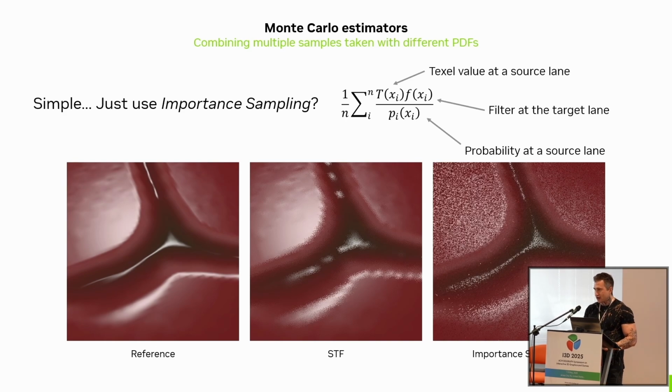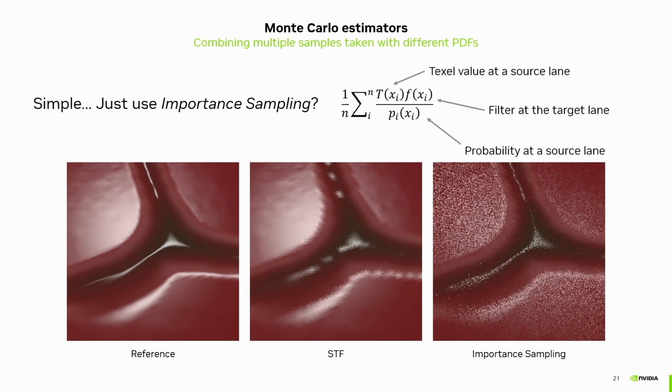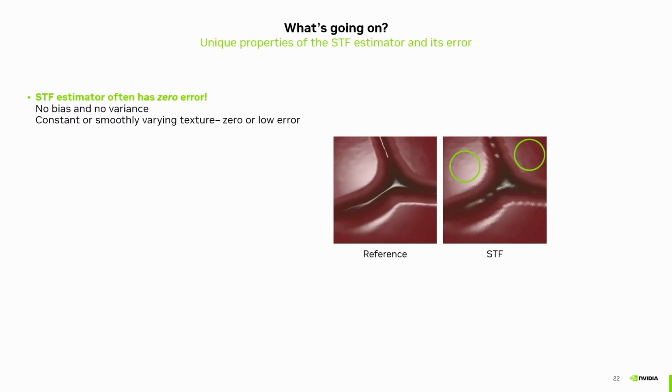Maybe the specular highlight is actually nice in the middle, it's better preserving the shape, but there is a lot of noise. And there is a lot of noise where there was zero noise before. So what's going on? We begin by analyzing the original STF estimator and STF's error, because it's not like other Monte Carlo integration errors and problems.